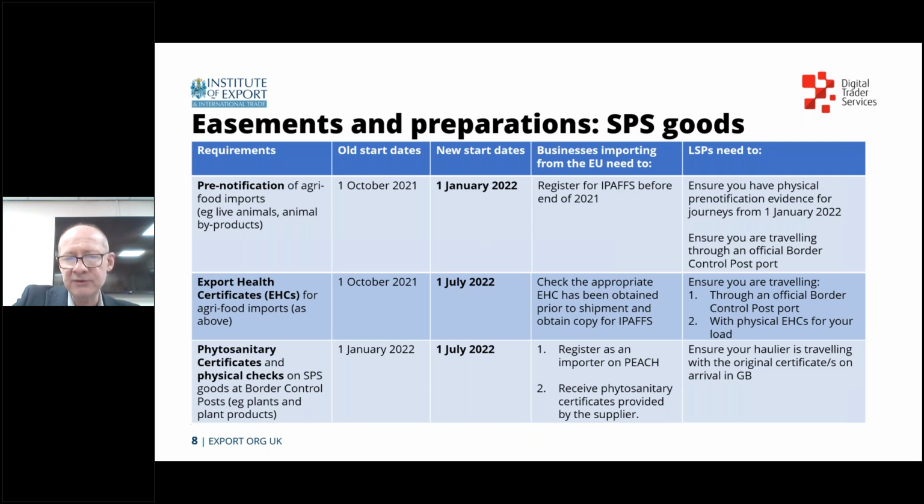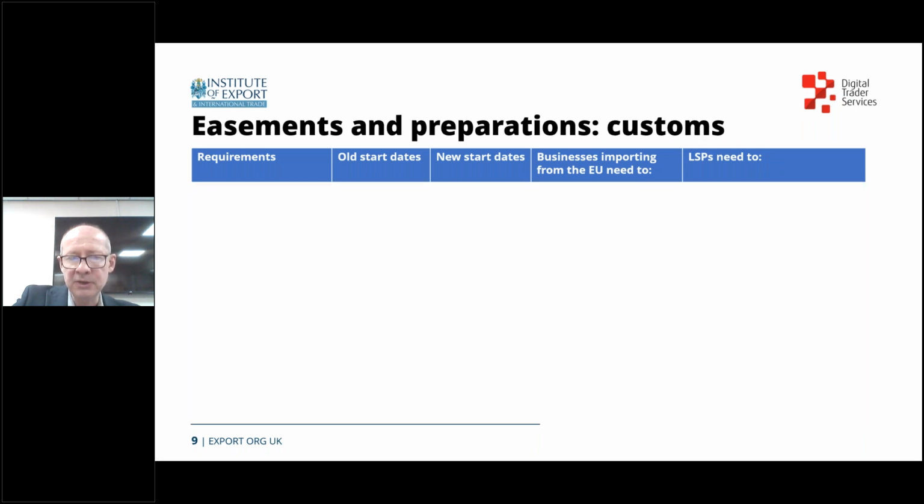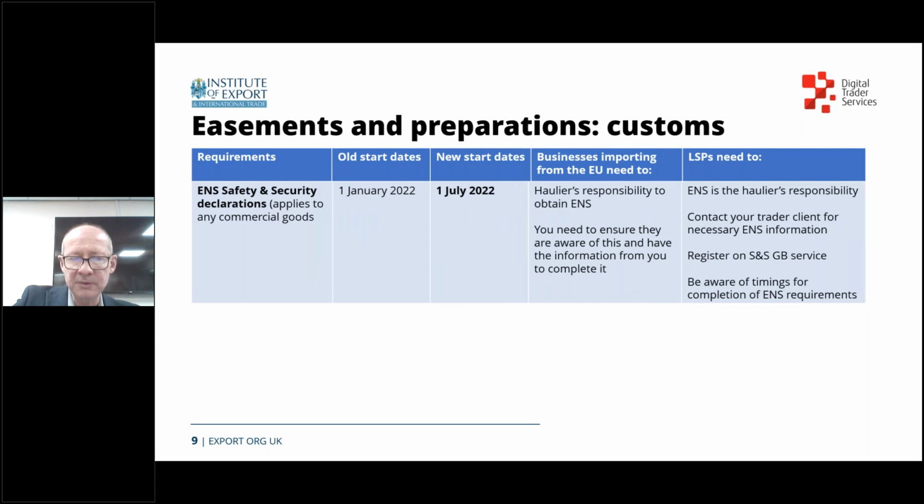So we've looked at SPS goods. In the next slide, we're going to look at specific customs requirements as well. And again, this is bearing in mind that some of the requirements around safety and security declarations are not just GB, they're not just EU, they all very much stem from the World Customs Organization's SAFE framework around safety and security. So there is this requirement, yes, from the 1st of July, but a very important requirement for safety and security declarations. And what we must bear in mind is that different references are needed for different documentation.